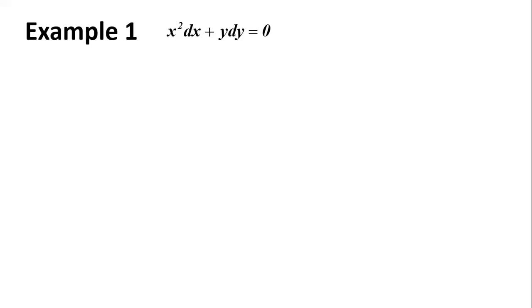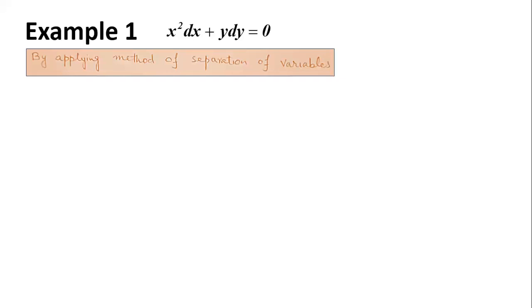In the first example, we have x squared dx plus y dy equal to 0. We will solve this problem by using the method of separation of variables. According to this method, we will keep this y dy on the same side, and we will take this x squared dx on the other side, as here we can see. So we will put a minus sign here.